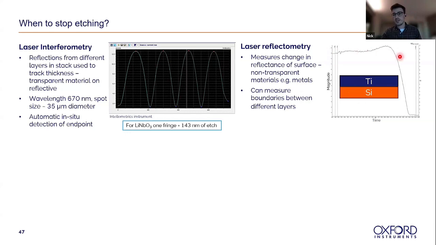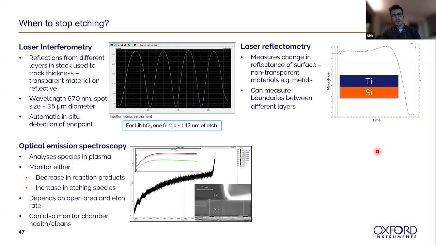And that's what we're seeing in this figure in the top right here. So we see, as a function of time, the reflectivity of the surface, and we see that as we etch through the metal layer, the reflectivity drops off. So we can stop etching. And this can be automated to the tool. So you can set it running, and when it sees that drop, it will know to stop etching.